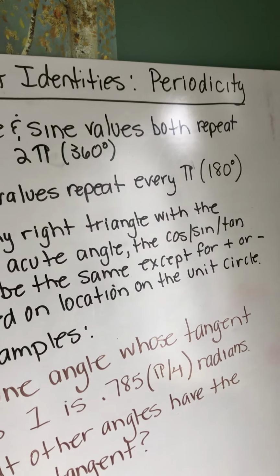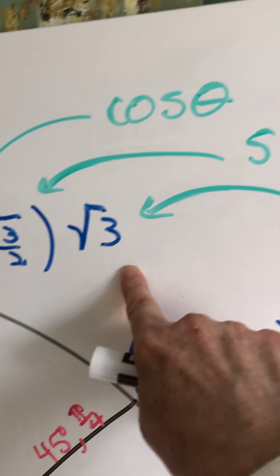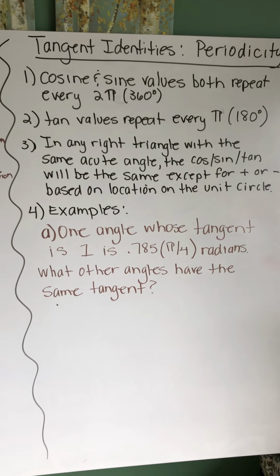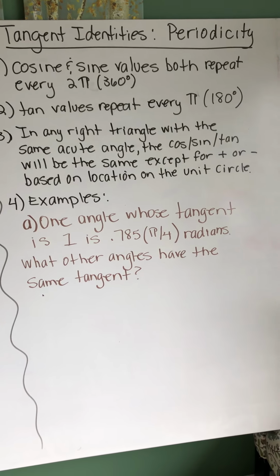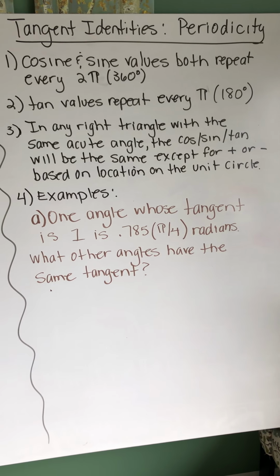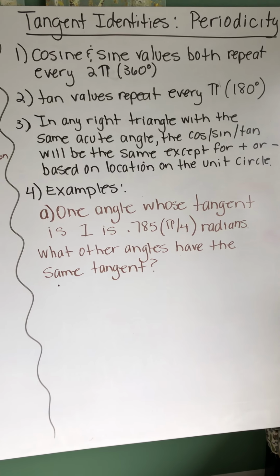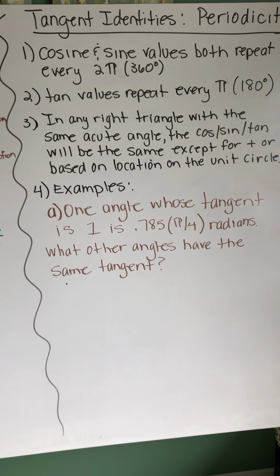The reason why tangent repeats twice as often is it depends on Y and X, sine and cosine, so it changes twice as often. What I also want you to know is that in any right triangle with the same acute angle, let's say you have a right triangle with a 30-degree angle in it. You can place that triangle anywhere, and the cosine, sine, and tangent values are going to be the same.